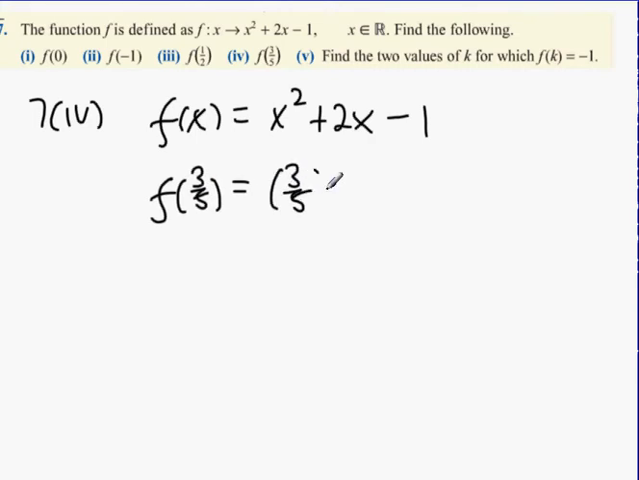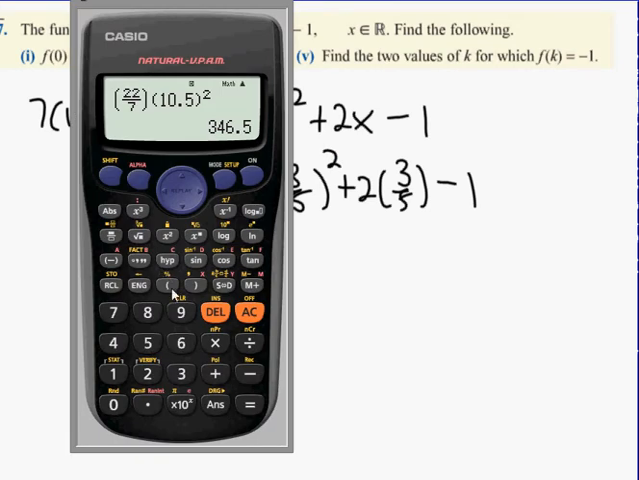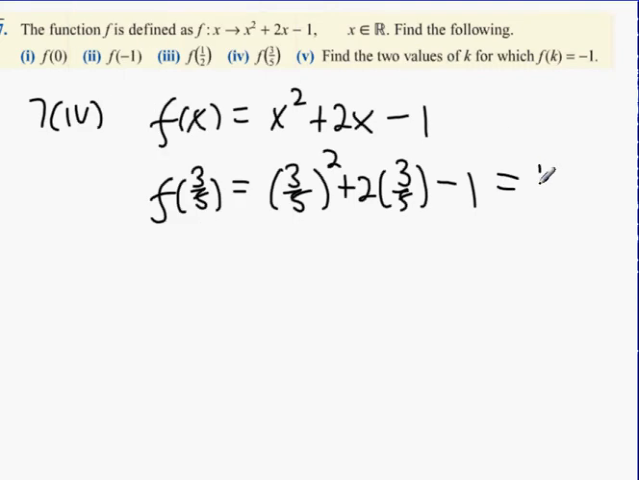Square 3/5, add on 2 times 3/5, and then take away 1. What I do straight away is go to the calculator and put everything in. So it's 3/5 squared, plus 2 times 3/5, and then take away 1, and what we're going to have there is 14/25. Okay, so you can see it's as easy as that. Replace x with whatever number you're given, put it in.